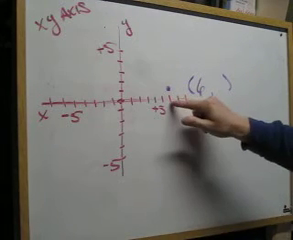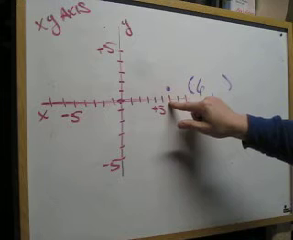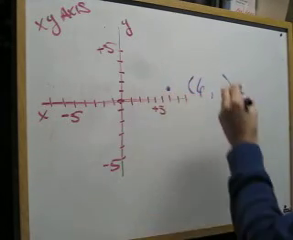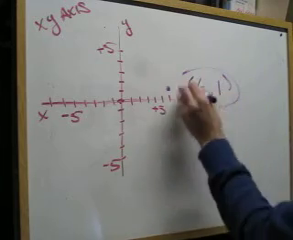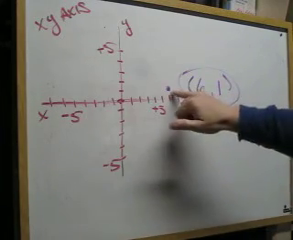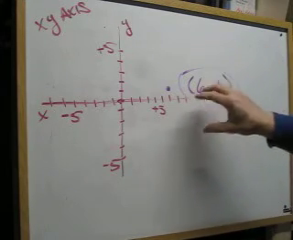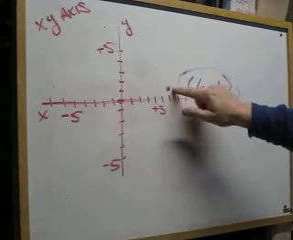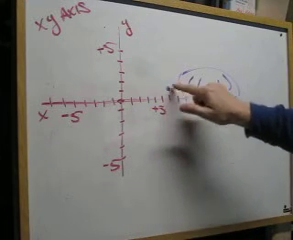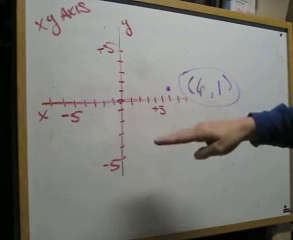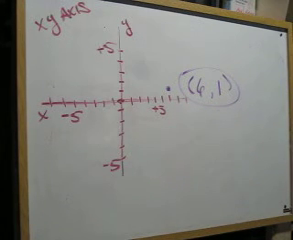Okay, and then I have to look and see where I went from there. Well, I went up. How far up did I go? Well, it looks like 1. Okay, so that is the plot of this point here. One of the ways you can look at it is, what are the directions I have to go to get from here to here? Well, I had to go over 6 and up 1. Remember, you always have to go over, left or right, before you go up or down. Always. Never go up or down first. Left or right first, then up or down.